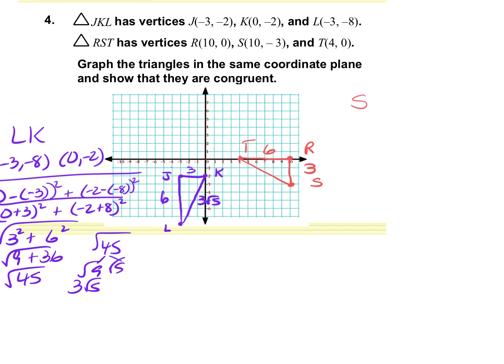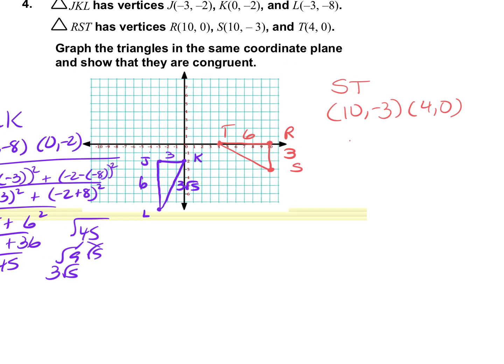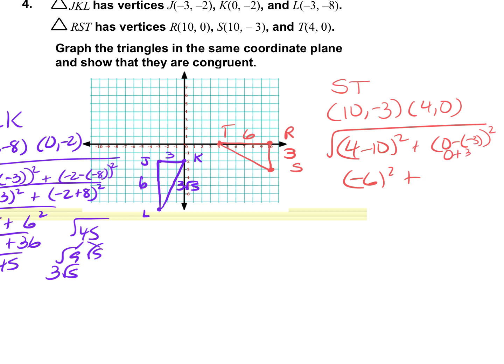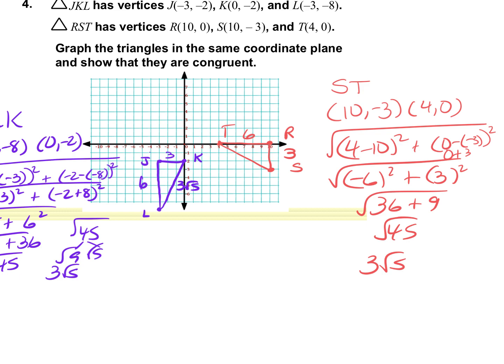You're already going to see that it's probably going to be the same, but I still want to see the work. Practice the distance formula. So 10, -3, 4, 0. Subtract your x's, square it. Subtract your y's, square it, all under the radical. -6 squared, and this turns into 0 plus 3, so 3 squared. 36 plus 9, 45, 3 radical 5.